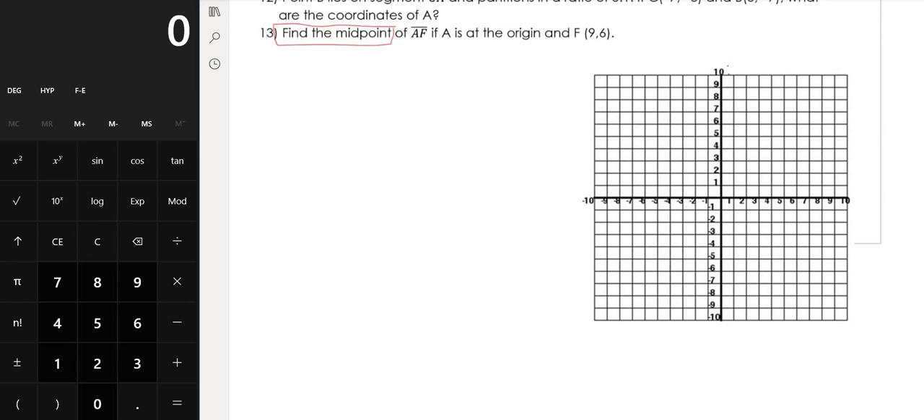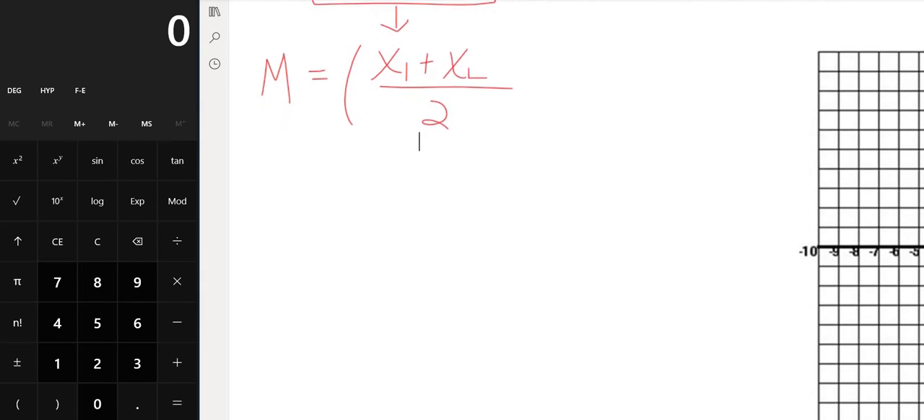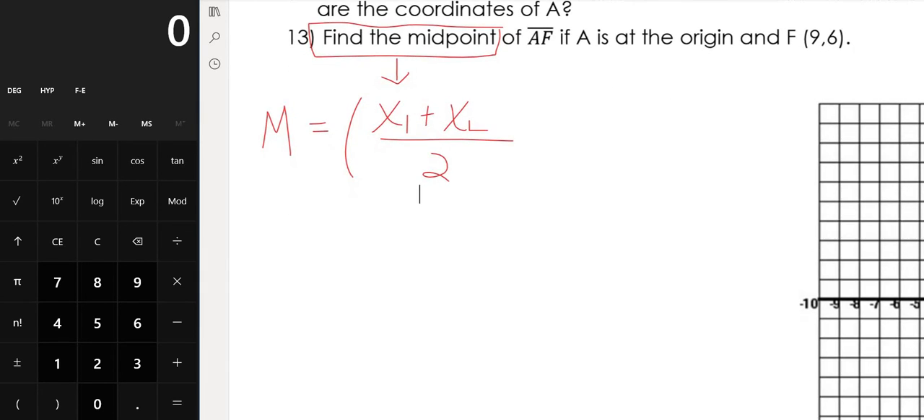Now, if we're looking for midpoint, we're looking at the midpoint formula. The midpoint formula says, take the two x values, x1 plus x2, add them together, and then divide by 2. Let me fix this. So this should be a 2. And then for the y values, do the same thing. Add them together, y1 plus y2, divide them by 2.